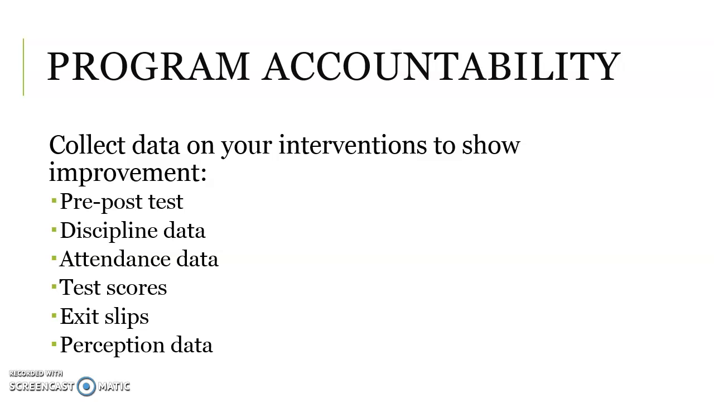Some of the ways that we have accountability is that we can just collect data on the things that we are doing. So, for example, you may have a curriculum intervention. You can do some pre and post test evaluation. Or you may be running a small group, and you might want to see whether or not discipline has shifted as a result of that, or even attendance. Test scores, exit slips, perception data, all of these are great ways to evaluate whether or not the interventions that you are using in your comprehensive program are going to work.